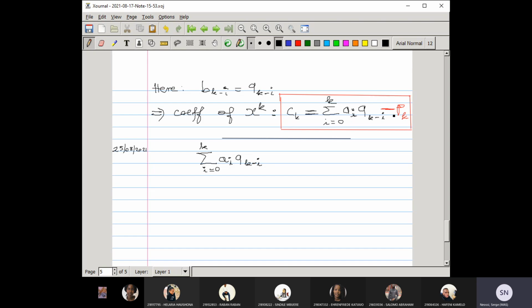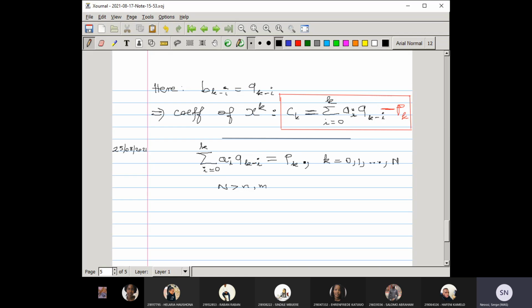Okay, now if you set this to be 0, so we take this negative pk to the right-hand side, and we obtain equal to pk. Now you see that our k here runs from 0, 1 up to capital N. But don't forget that capital N is greater than n.